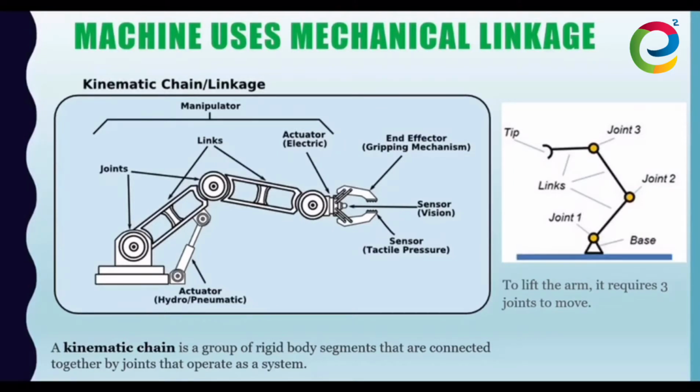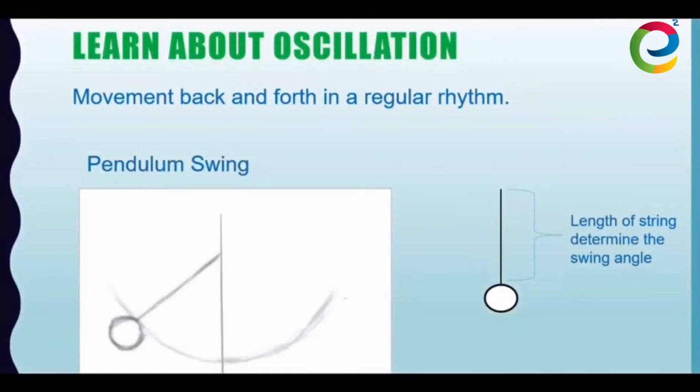Well, the definition of a kinematic chain is this. A kinematic chain is a group of rigid body segments that are connected together by joints to operate as a system. Now, let's move on to today's lesson.